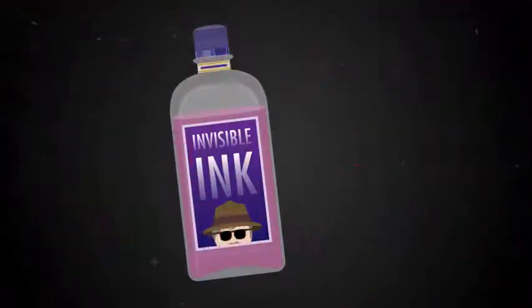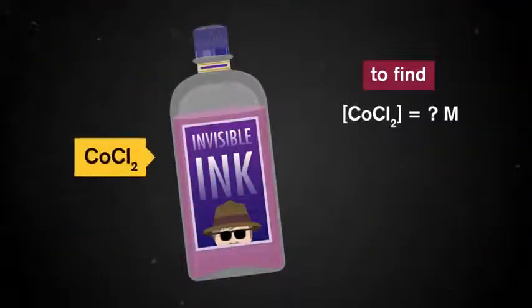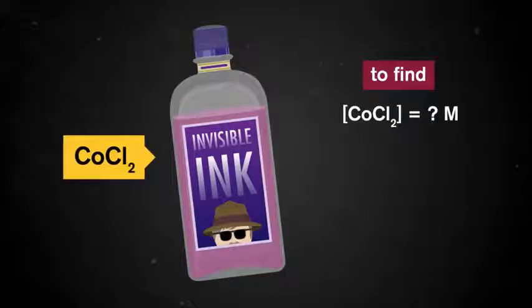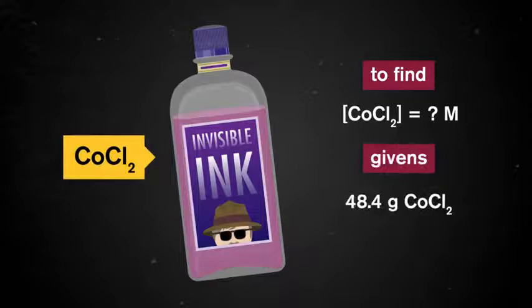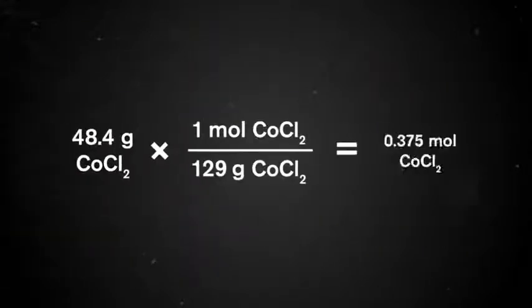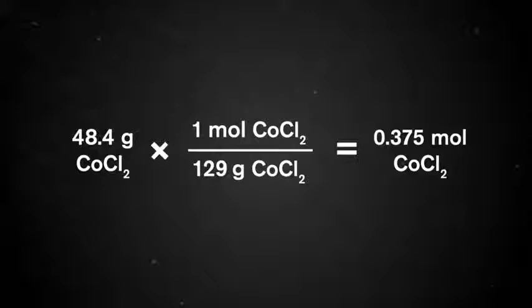As an example, let's say we want to find out the molarity of some cobalt-2 chloride, which can be used to make invisible ink. If our solution contains 48.4 grams of cobalt chloride and the volume is 0.743 liters, we could solve this in two steps. First, we convert our grams to moles by dividing by the molar mass of cobalt chloride, 129 grams per mole.